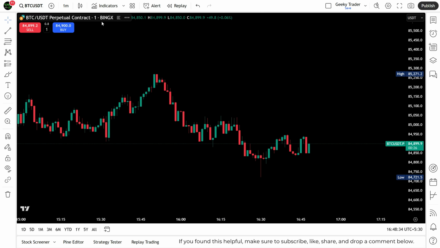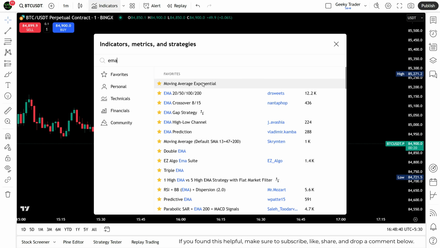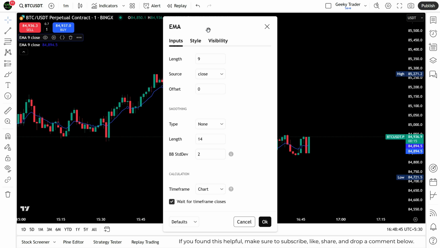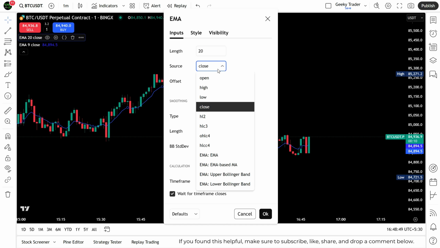To begin, I'll be adding two exponential moving averages (EMAs) to our chart. These EMAs will help us identify key trends, spot potential trade entries, and refine our strategy for maximum accuracy. First, I'll select an EMA indicator from the list. I'll change its length to 20 so that it captures short-term trends effectively. Next, I'll set its source to high. This means the EMA will be calculated based on the high prices of candles rather than the closing price.